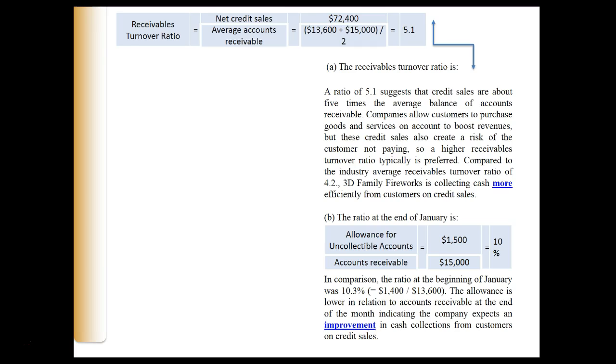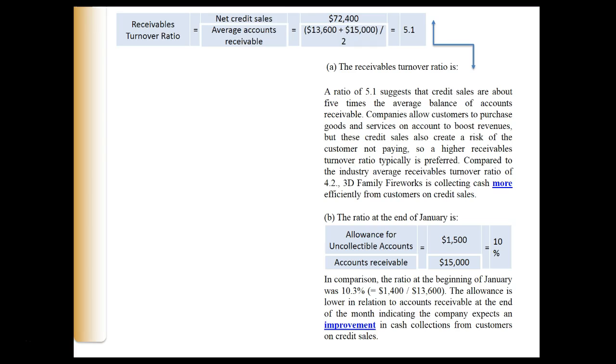Then it asks us about what the receivable turnover ratio is. So we would basically take our net credit sales, divide that by our average accounts receivable. Our average accounts receivable would be the beginning balance plus the ending balance, divide that by 2. And you take the credit sales, divide that by the average accounts receivable to come up with the turnover ratio. A ratio of 5.1 suggests that credit sales are about 5 times the average balance of accounts receivable.